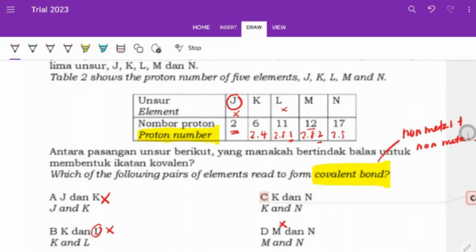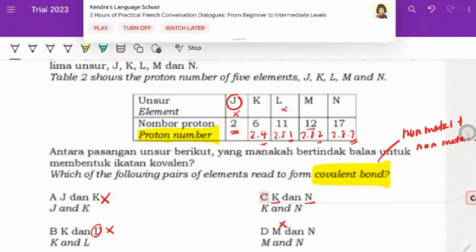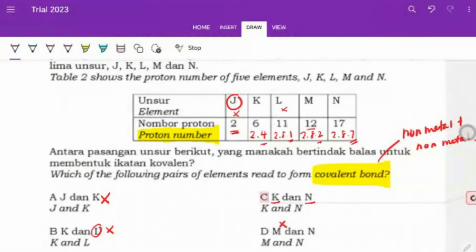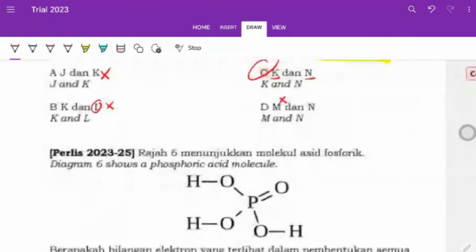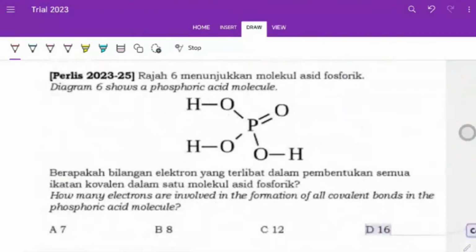N is 2, 8, 7, so group 17. So double check K and N. K is 2, 4, and N is 2, 8, 7, so it will be K and N. So it's C. If you have any questions, you can ask.